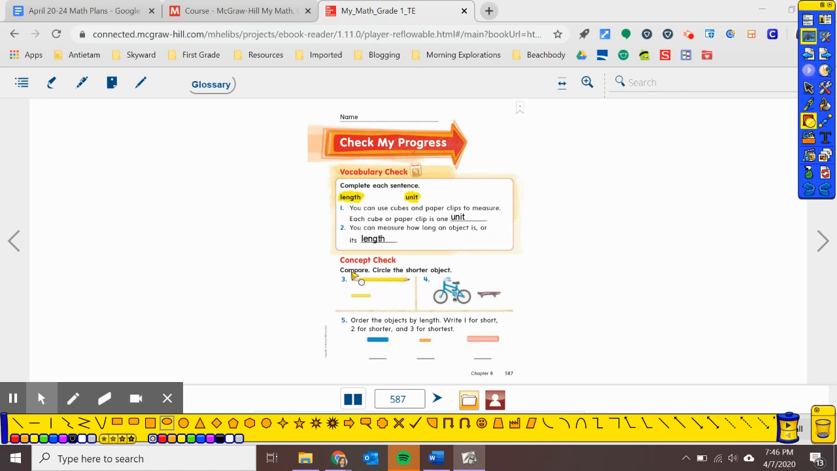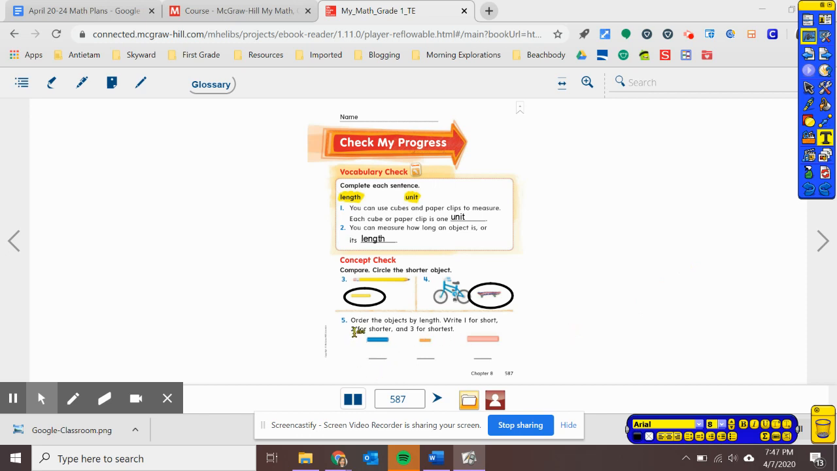All right, so now let's go back and review. For number three, which object was shorter, the pencil or the chalk? Well, they're lined up together almost to the same point, so I can see that the chalk is much shorter than the pencil, so I'm going to circle that one. And over here for number four, I have a bike and a skateboard. Well, which one is shorter? The skateboard. So those are the objects you should circle.